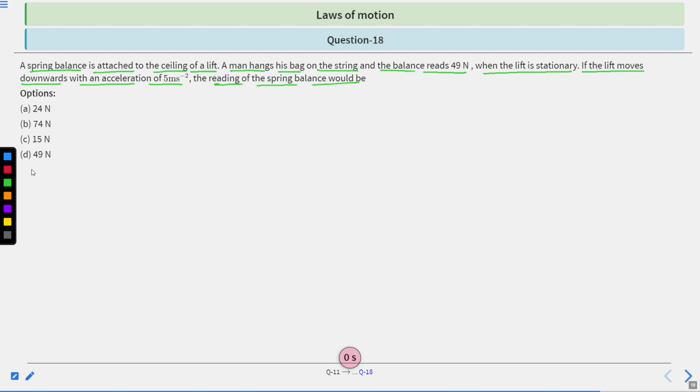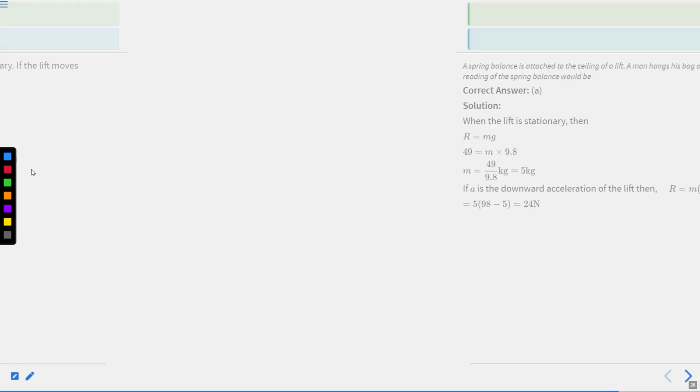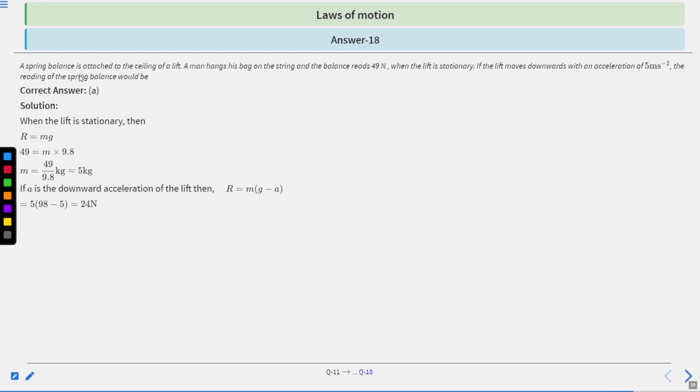Let's find a solution. According to the question, a spring balance is attached to the ceiling of a lift. A man hangs his bag on the string and the balance reads 49 Newton when the lift is stationary. If the lift moves downward with an acceleration of 5 meter per second square, what would the reading of the spring balance be?